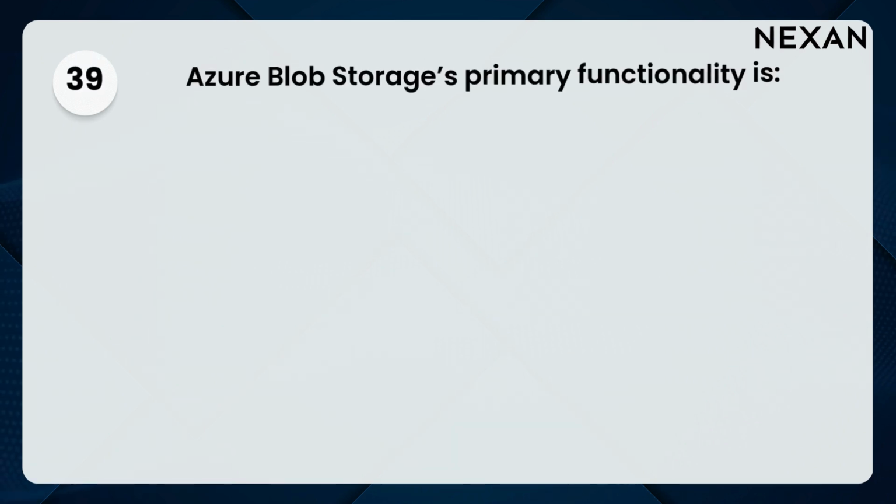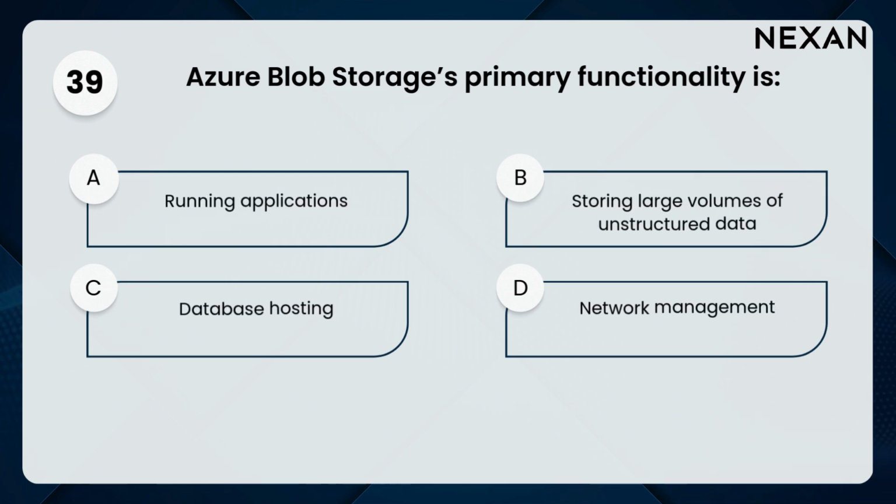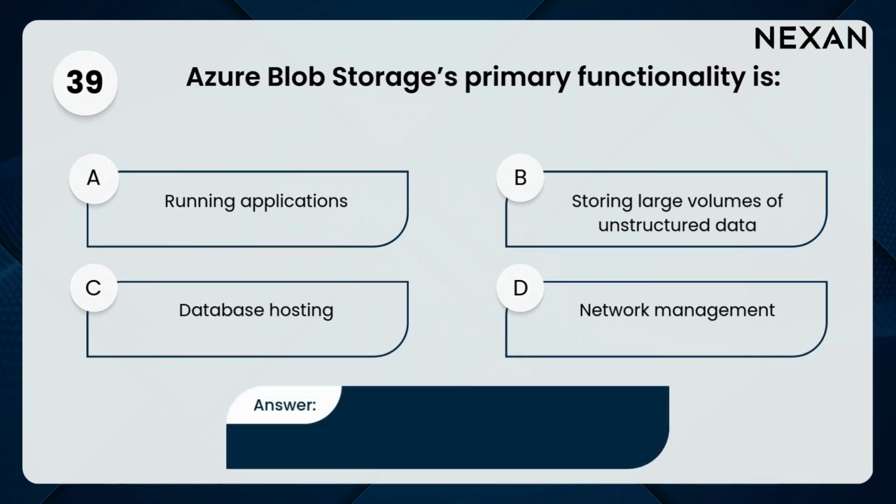39. Azure Blob Storage's primary functionality is A. Running applications, B. Storing large volumes of unstructured data, C. Database hosting, D. Network management. Answer: B. Storing large volumes of unstructured data.